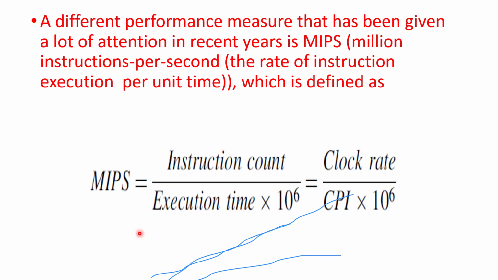How do we calculate MIPS? We calculate MIPS by dividing the instruction count over the execution time times 10 raised to the power 6. Note, 10 raised to the power 6 gives you a million, hence the million instructions per second.